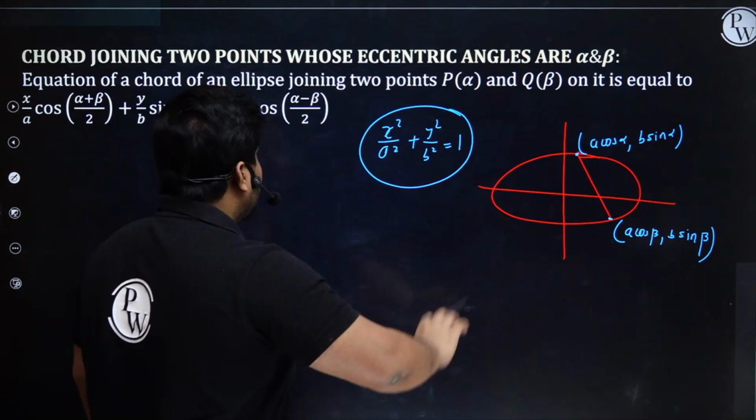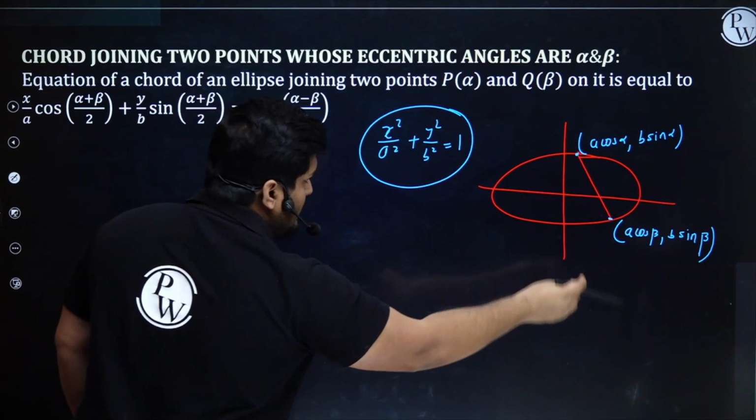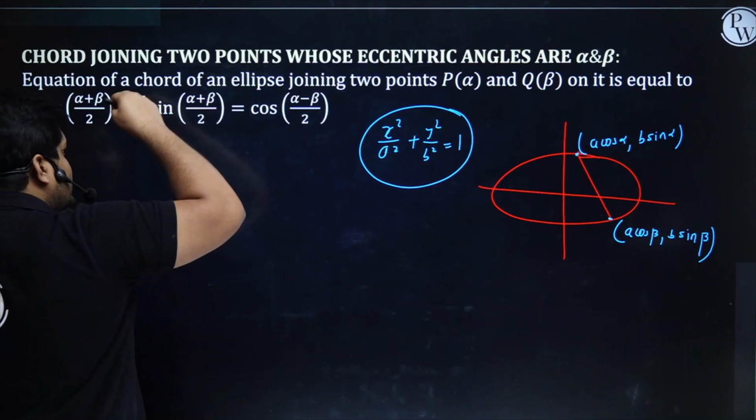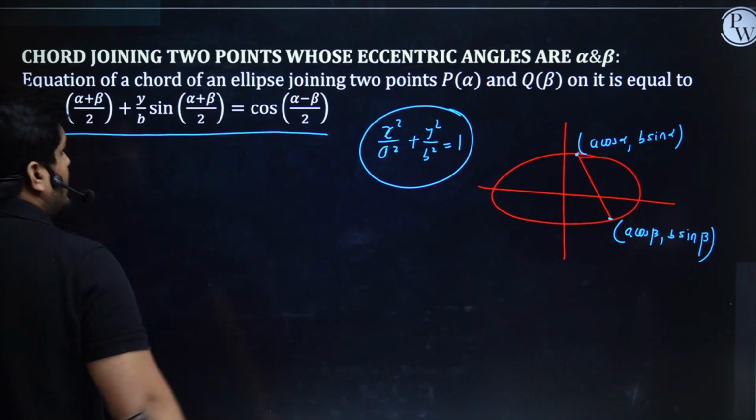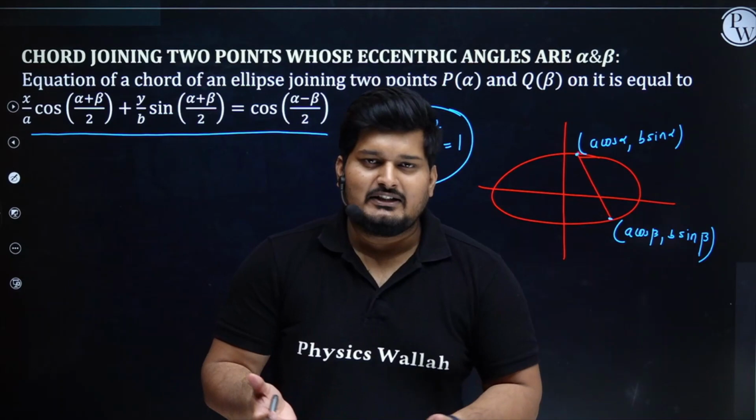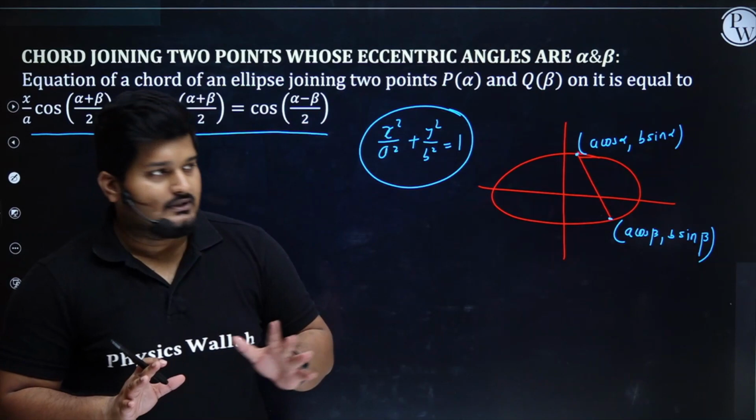This is x by a. It's very easy to remember, guys. You see, x goes with cos, so x by a, cos of alpha plus beta by 2. Y goes with b, so sine, and cos of alpha minus beta by 2 on the RHS. Slightly difficult to remember, but if you write it 3-4 times and solve a few problems related to it, you are definitely going to memorize it. Moving on.